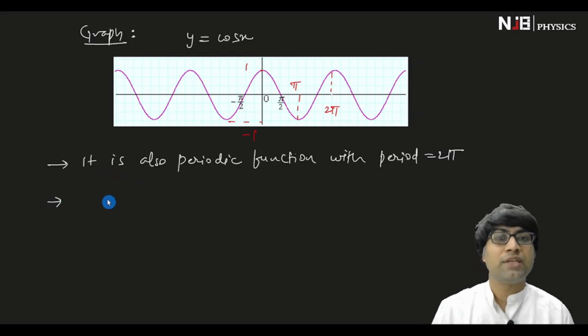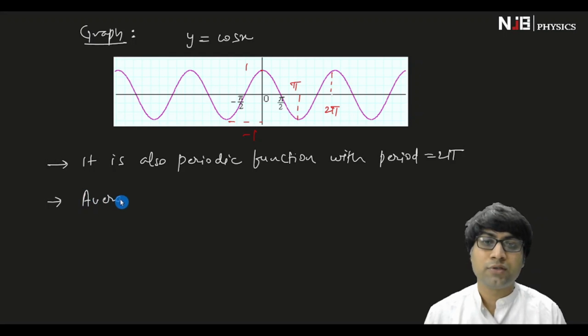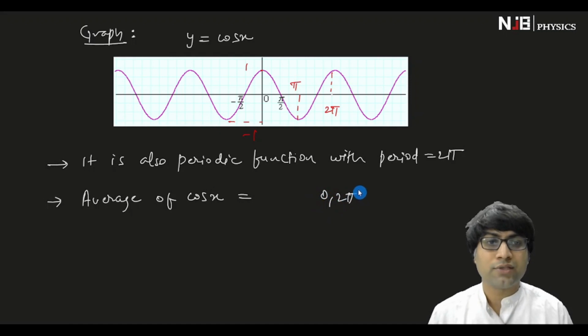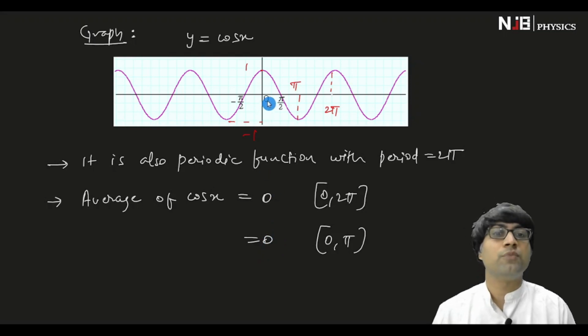Second thing, we'll talk about the average of this cosine function in various intervals. So the average of cos x, let's say in the interval of 0 to 2 pi, you can see that in the interval of 0 to 2 pi, it is going to be 0. However, in the interval of, let's say, 0 to pi, in fact, in this interval also it is going to be 0, because if you look at from 0 to pi by 2 the graph is positive, and from pi by 2 to pi, the graph is equally negative, and therefore the average of cos x from 0 to 2 pi as well as from 0 to pi, they are going to be 0.